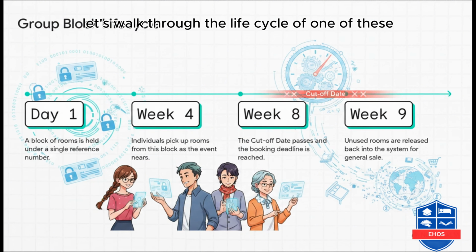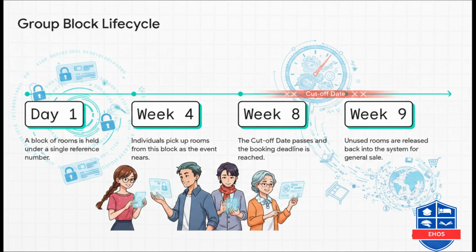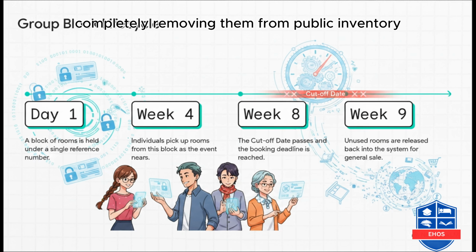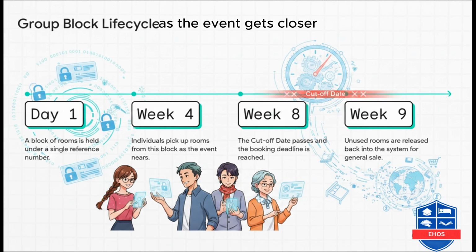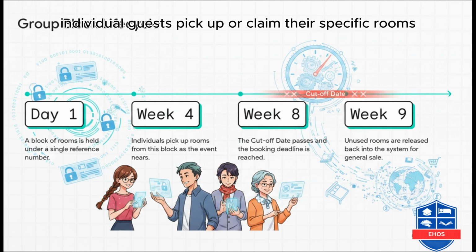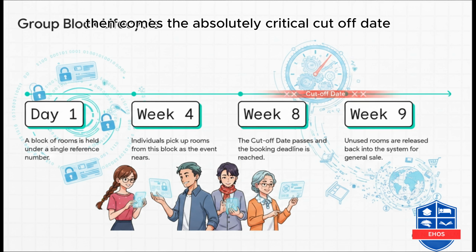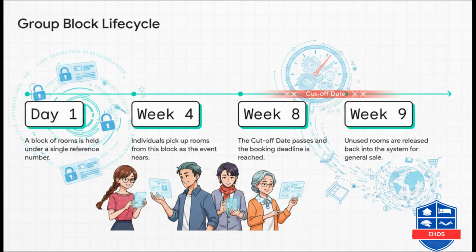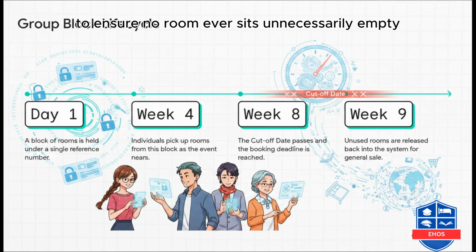Let's walk through the life cycle of one of these corporate block reservations. First, a block of rooms is held under a single reference, completely removing them from public inventory. As the event gets closer, individual guests pick up or claim their specific rooms. Then comes the absolutely critical cutoff date. Once that deadline passes, any unused rooms are automatically released right back into the system for general sale. It's like a beautifully choreographed digital dance to ensure no room ever sits unnecessarily empty.